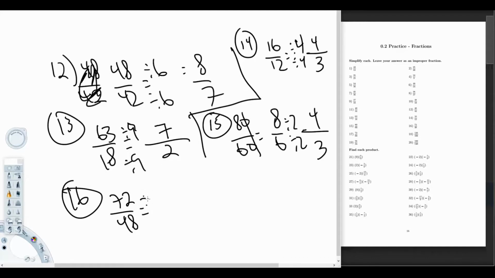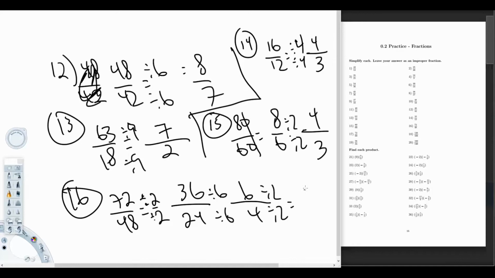Let's go really easy. I know it's divide by 24, but let's assume you didn't know that by heart. Okay, divide by 2, divide by 2 equals 36 over 24. Divide by 6, divide by 6. 6 over 4, divide by 2, divide by 2. 3 over 2. Boom. That's good.